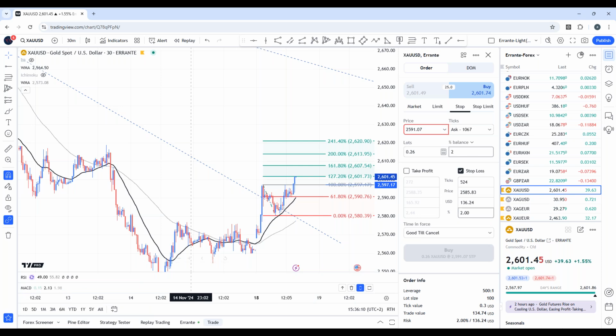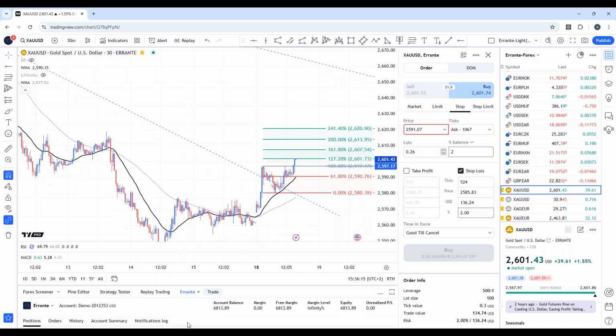So how much is my balance? You see my lot changed exactly to get me only 2% risk of my balance. And how much am I going to risk? My account balance right now is at 6,813.89. So in that case, the 2% is almost roughly $136. So this means when I choose the 2% balance for my stop loss, I can get a predefined level here.